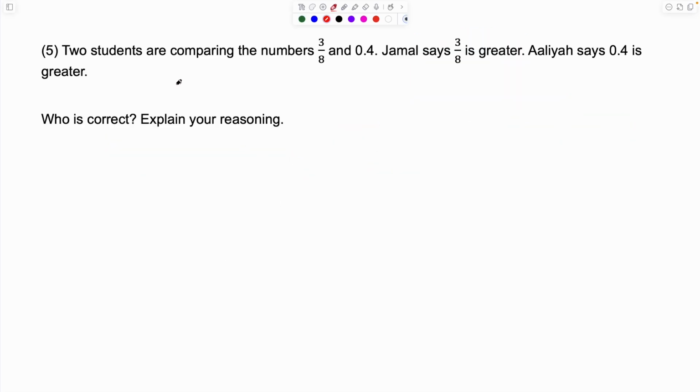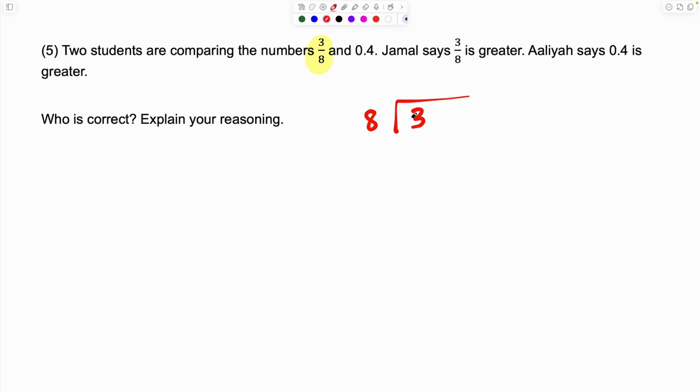Question 5, 2 students are comparing the numbers 3/8 and 0.4. Jamal says 3/8 is greater. Aaliyah says 0.4 is greater. Who is correct? Explain your reasoning. So for this one, what we could do first is we could take the fraction 3 over 8 and turn it into a decimal. So 3 over 8 means 3 divided by 8.